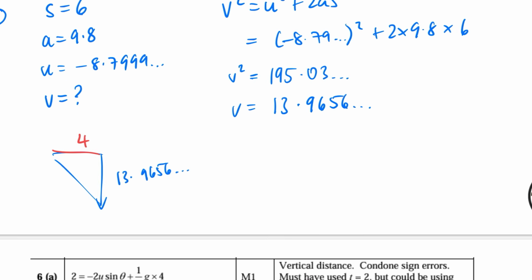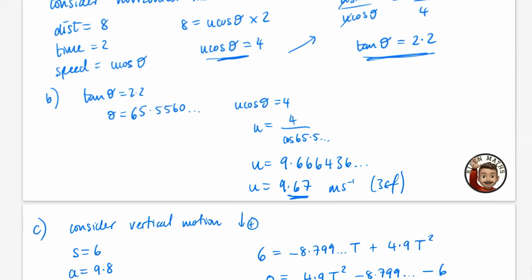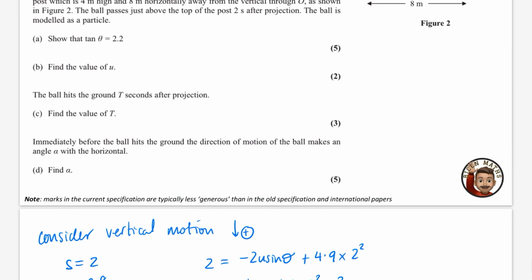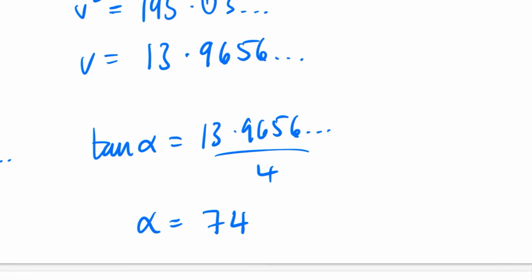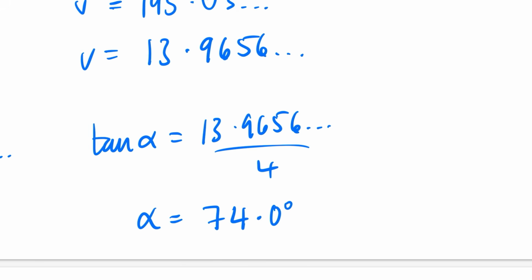So our last part is to find the value of alpha. And so tan alpha is the opposite over the adjacent. So I shall do what I've got on my calculator: 13.9656 divided by 4. I will then do the inverse tan of that answer. And I get 74 degrees. Did it want it to the nearest degree? No. So I'll do it to 3 significant figures, which is 74.0 degrees.